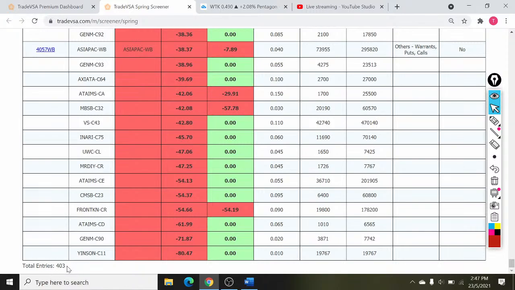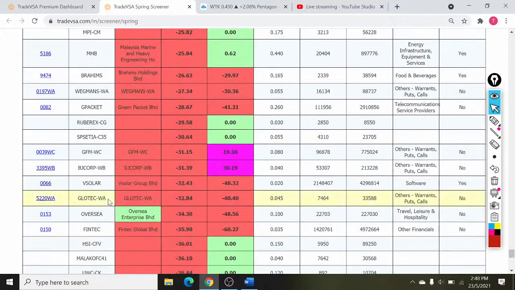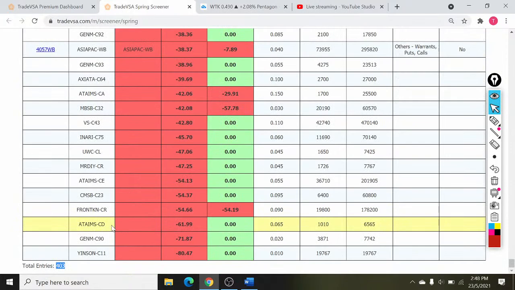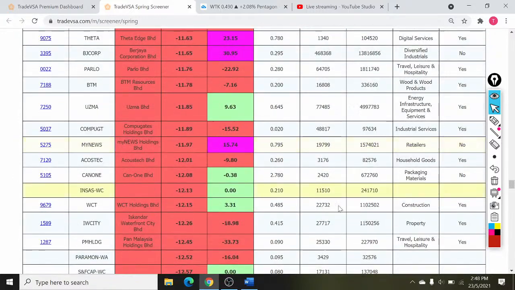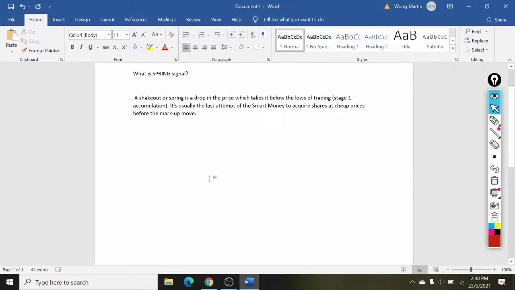We've got over 400, which I think is pretty a lot. If you minus off the warrants and everything, it will be around 300, also pretty a lot for me, for the spring stocks over here. All right, we'll go through one by one. First I would like to answer the question from Jimmy about the color coded.